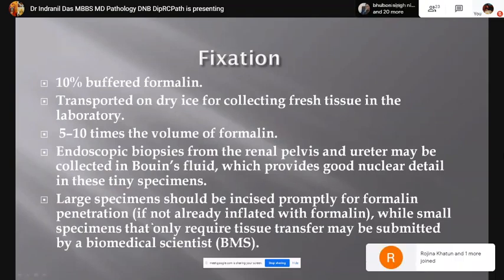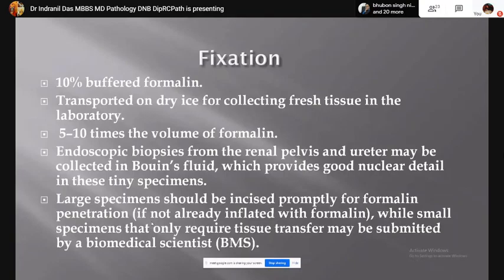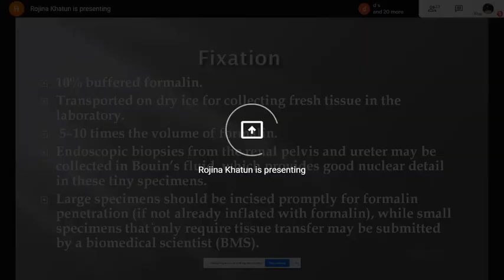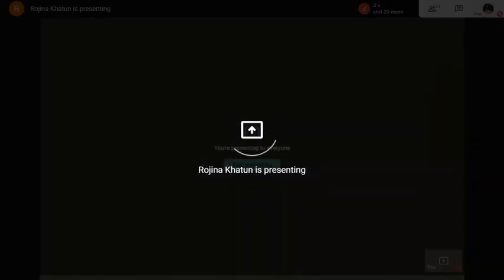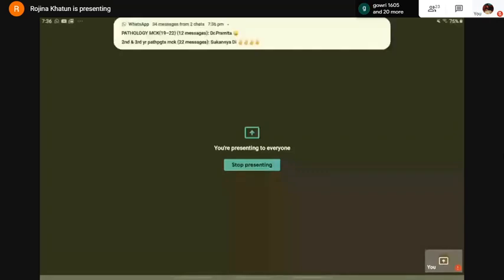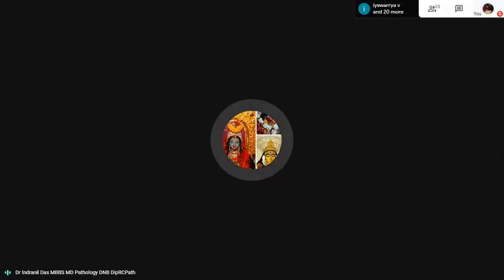Now, fixation is done usually with 10% neutral buffered formalin. During transportation, dry ice can be used. The volume of formalin should be 5 to 10 times the volume of the specimen. The endoscopic biopsies from renal pelvis and ureter may be collected in Bouin's fluid, because this fixative provides good nuclear detail, and the large specimen should be incised promptly for formalin penetration prior to grossing.